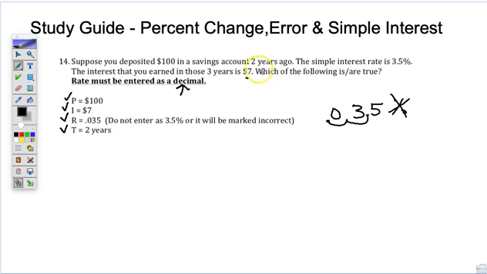Now, when you're doing this problem, please make sure that you're paying really close attention to the rate. They definitely don't want it entered into digits as a percent, so it always has to be entered as a decimal.